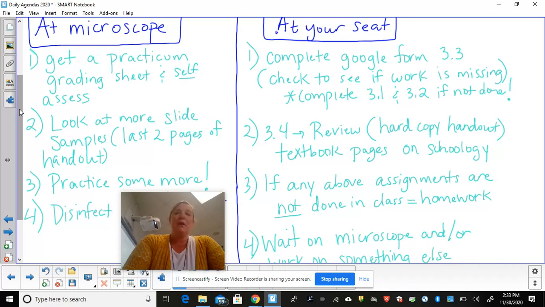If you haven't completed them, no big deal. Okay, I'm not counting anything late. You use this time to work on 3.1 and 3.2. Okay, number 2, once you've done that, then you're going to go to 3.4.